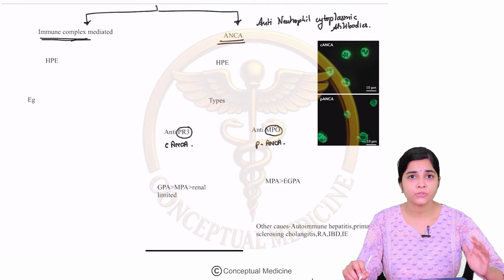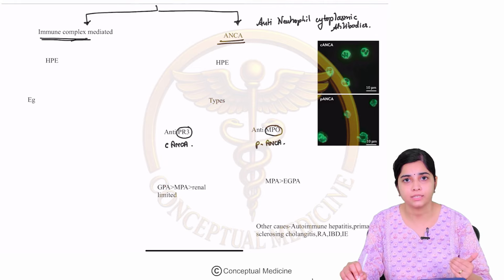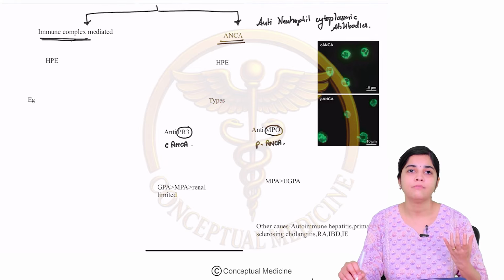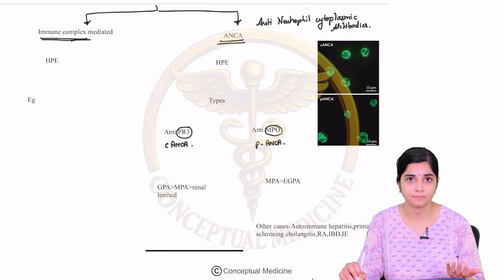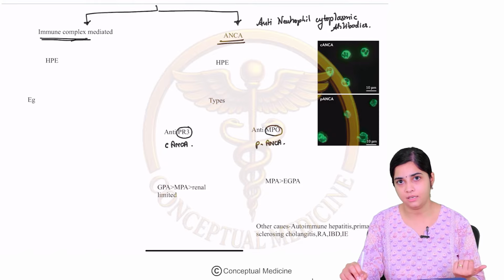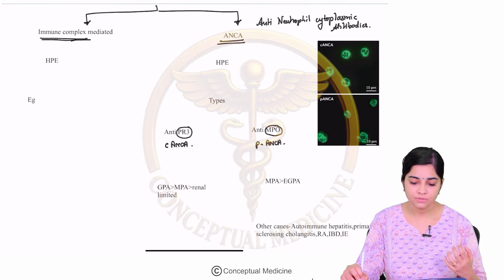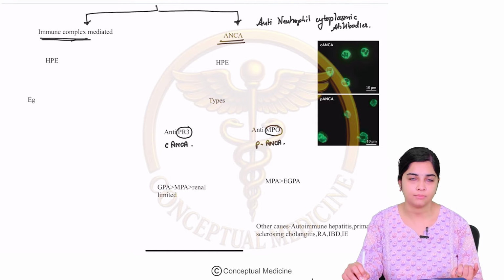Let us put things back into perspective. We are seeing what small vessel vasculitis is. Small vessel vasculitis involves the arterioles, the venules and the veins. It can be classified into two types: immune complex mediated and ANCA-associated vasculitis. ANCA can be further classified as anti-PR3 and anti-MPO antibodies.